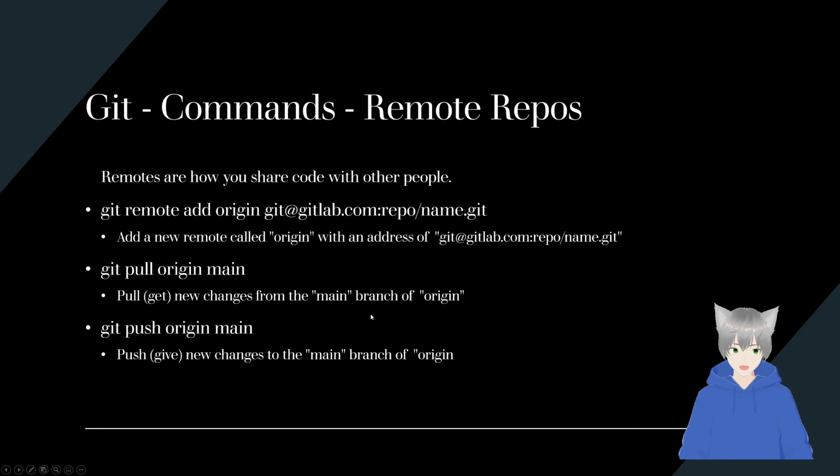Remotes are where GitLab and GitHub come into play. These are the same project, just stored on a different server. So you add the remote by using git remote add, the name of the remote, which most often is called origin, and then the link to the remote.